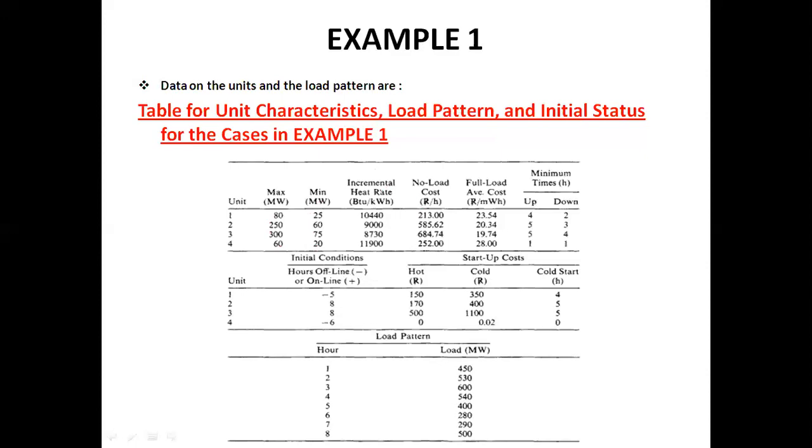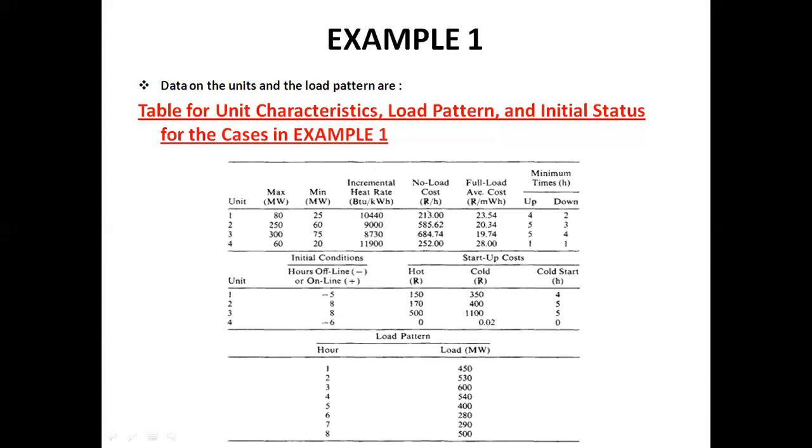The incremental heat rate, in BTU per kilowatt hour, is 10440, 9000, 8730 and 11900 for units 1, 2, 3 and 4.